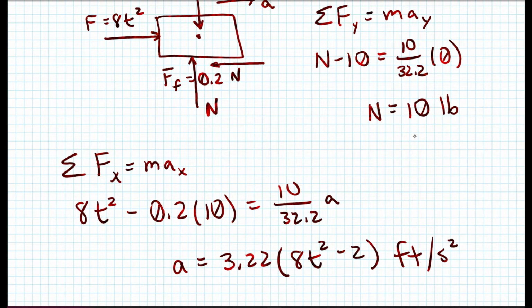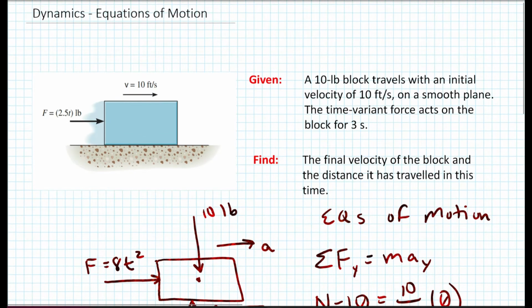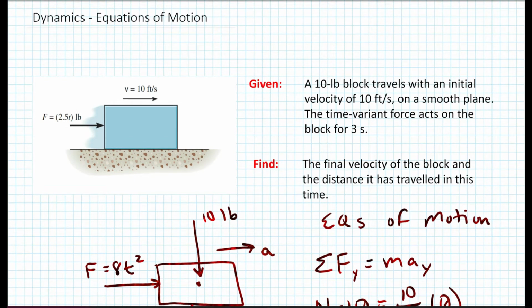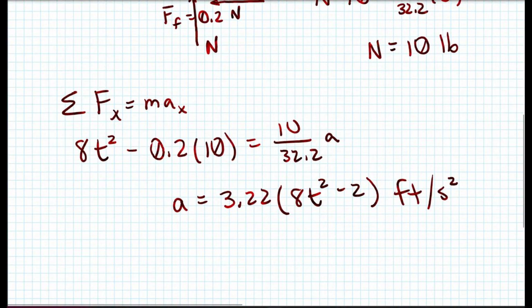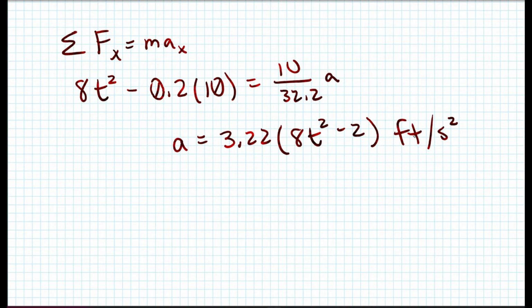Alright, just to clarify a little bit further, maybe it might have helped in the beginning. The friction is mu sub k times n, right? And that's equal to 0.2 n. So I used that information. Alright, so we have our a value. So we did the equations of motion. Now it's time for the kinematics.